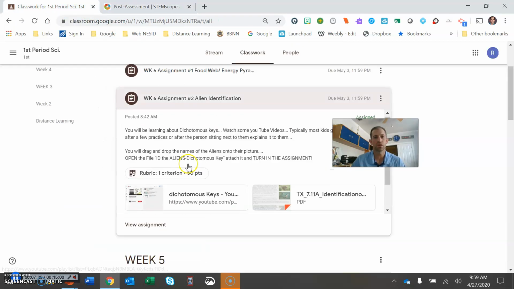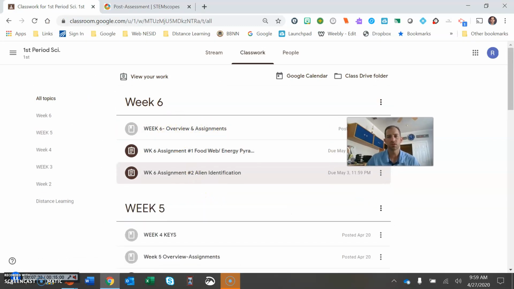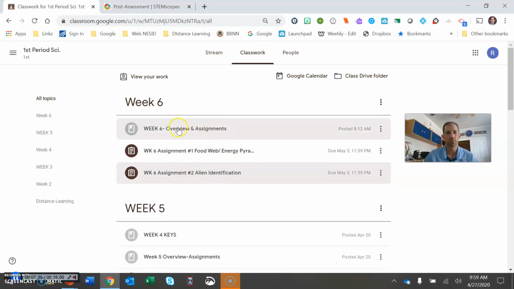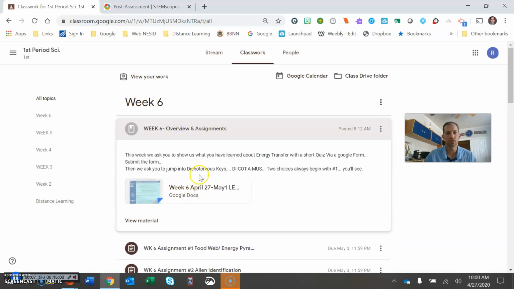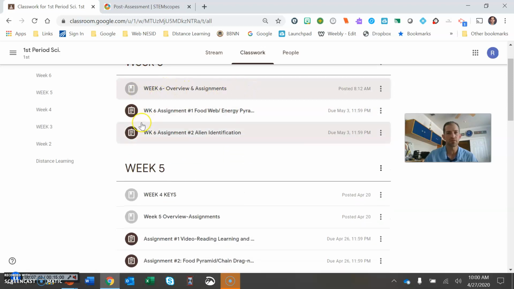Let's take a look at this week's assignments. So here we go. Here is week 6. Let me scoot myself over. You've got your overview document with some links, and there you go. Not to be turned in, just an assignment. I'm getting better at what's a material versus what's an assignment. Here's week 6, assignment number 1. I'm getting better about naming them.